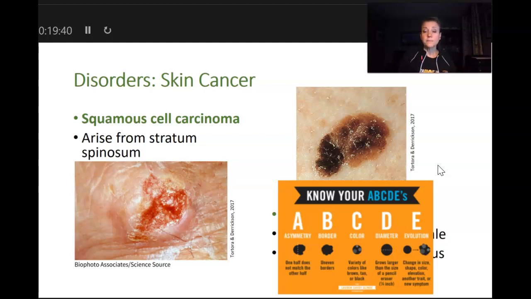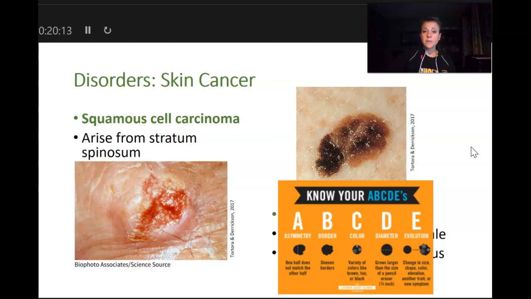B is border, and as you can see, it doesn't have a smooth border. The border is kind of scalloped, and so you've got some indentations here, you've got an indentation here. It's not nice, smooth, and a straight line. C is color, and this is clearly not uniform in color. You have one part of it that is very dark. You have another part that's light, but it's got dark splotches on the surface of it. So the color is not uniform, which is a characteristic of a malignant melanoma.